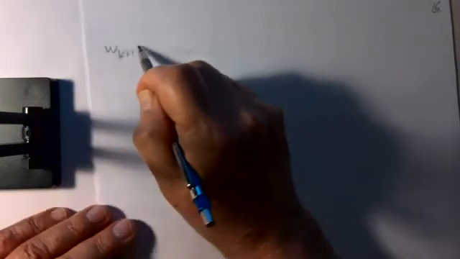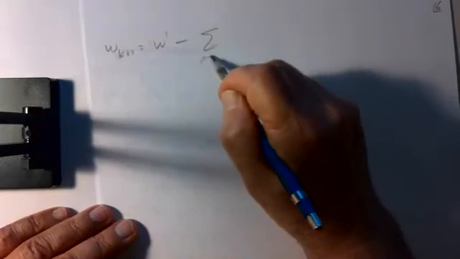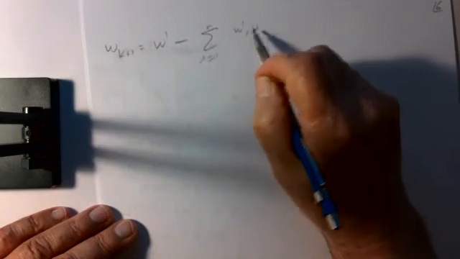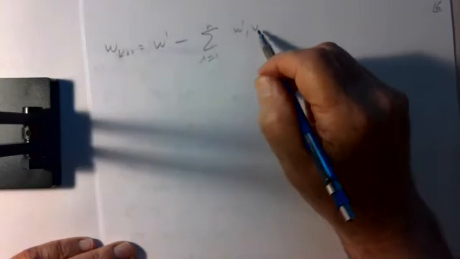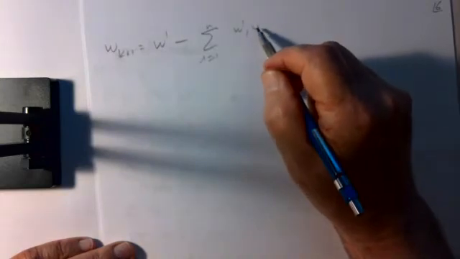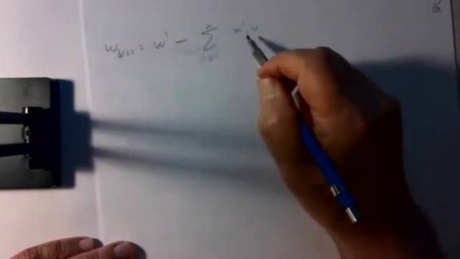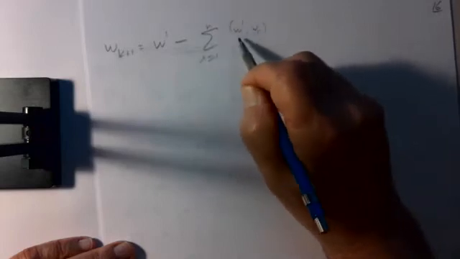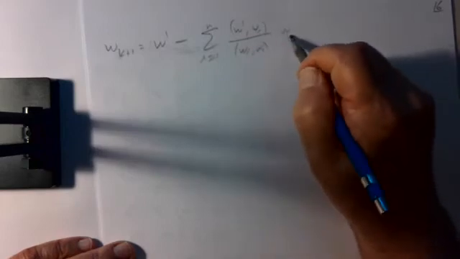So I have w_{k+1} is the vector w prime minus the component of w prime parallel to each of the other vectors in the basis. So that's the inner product of w prime and w_i over the inner product of w_i with w_i. So this is a scalar times the vector w_i.